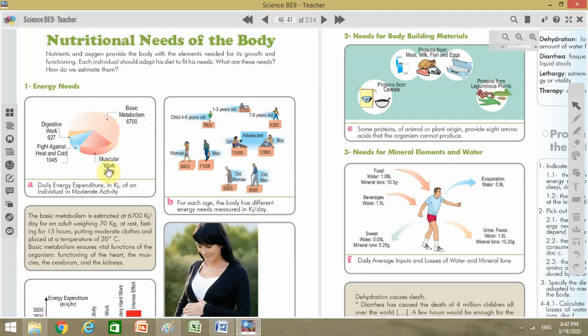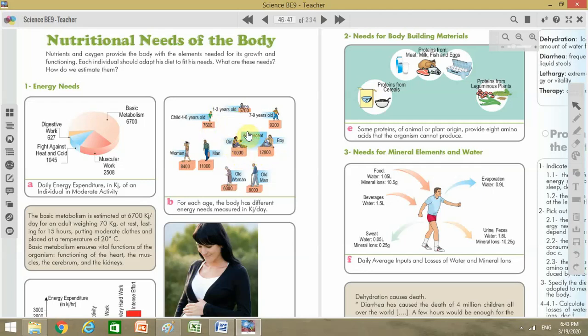Now, also, 2,500 kilojoules approximately are needed for muscular work, 1,000 kilojoules to maintain our body temperature at 37 degrees Celsius, and for example, 627 kilojoules are needed for digestive functions. Now, is this the same amount of energy for all individuals? Surely not. For example, in document B, we can see that individuals of different ages need different amounts of energy. The amount of energy needed increases from 5,700 kilojoules when the person is 1 to 3 years old, to approximately 10,000 to 12,800 kilojoules when the person is an adult.